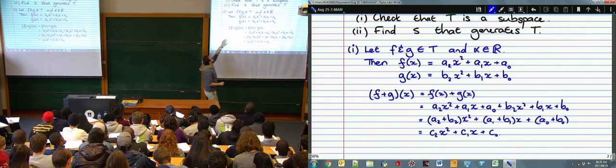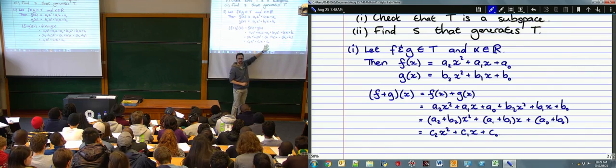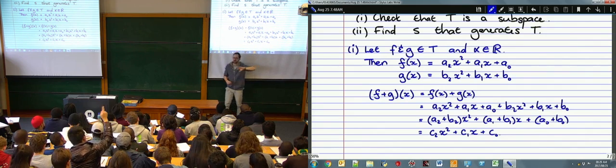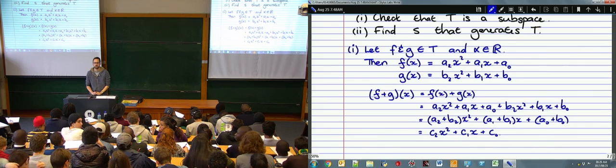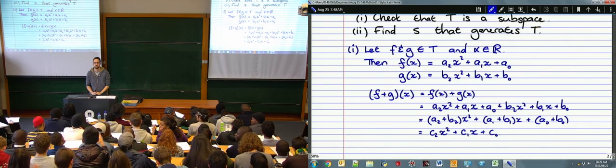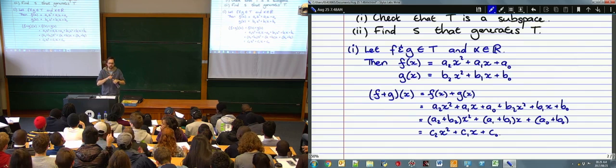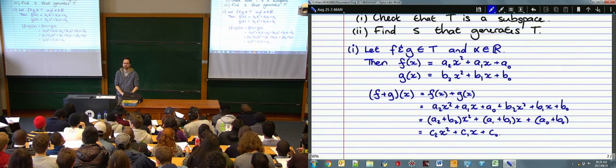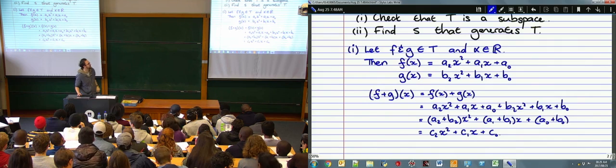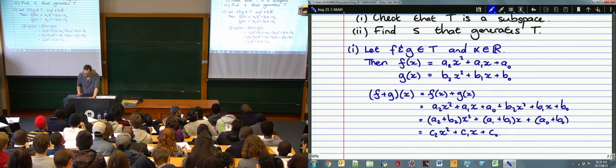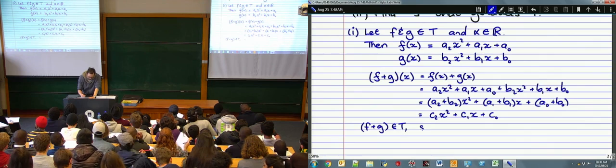So this new vector that we formed, f plus g, has this form here, and this is the form of a polynomial of degree 2 or less. So we're happy that the space is closed under vector addition. Yes? Just hold on to that thought for a moment, until we get to part two. So f plus g is an element of T.